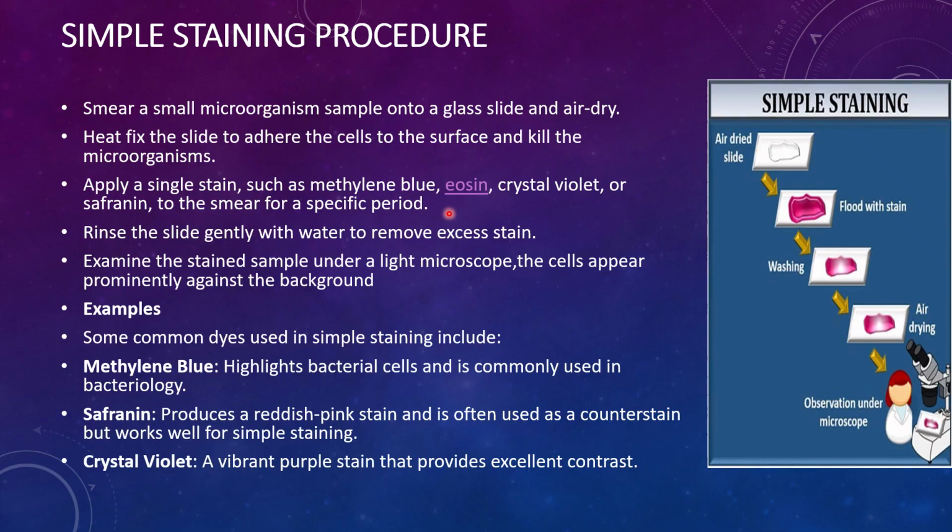The next step is to apply a single stain such as methylene blue, eosin, crystal violet or safranin to the smear for a specific period. After heat fixing, you flood the stain onto the smear. You put the stain gently onto the smear and allow it to remain for a few minutes, around 2 to 3 minutes. Then gently water wash to remove the excess stain which is present. You wash them, dry them, leave for 2 minutes until dried, and then observe under the microscope.